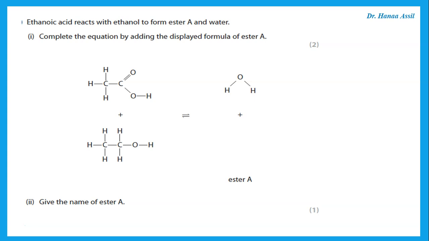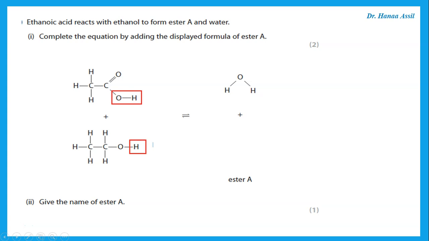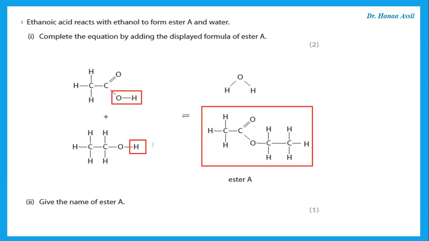How do we draw the ester? We said we have the acid and the alcohol. We remove the OH from the acid, the H from the alcohol, and join. So we draw the acid first without that OH, and then we complete it with the part from the alcohol. So that is the ester.